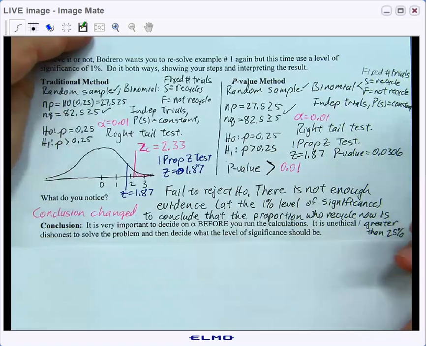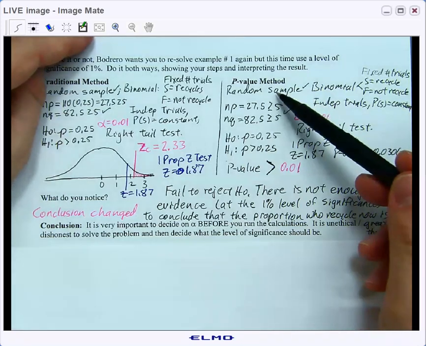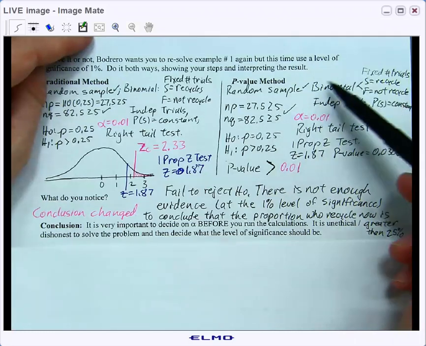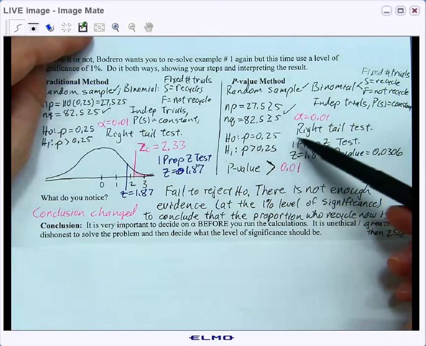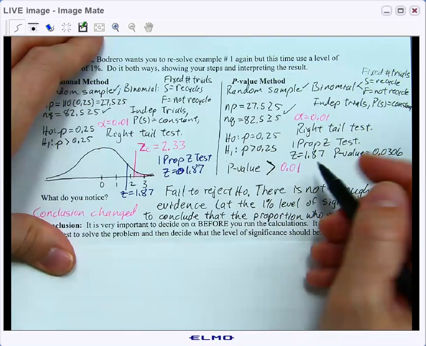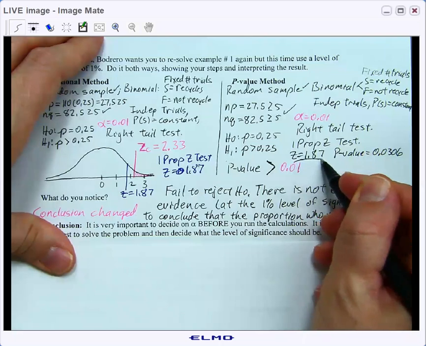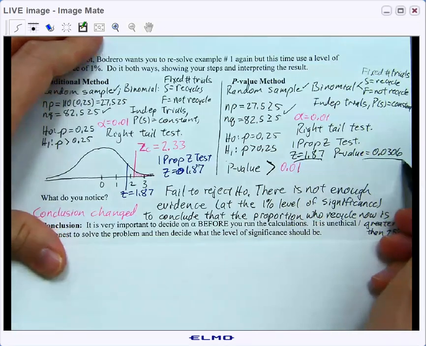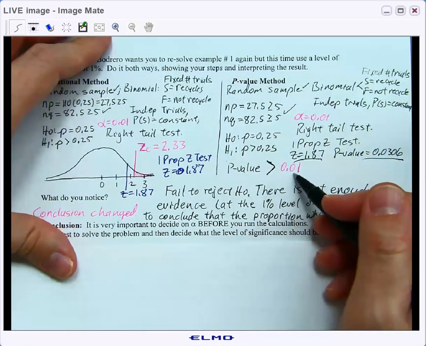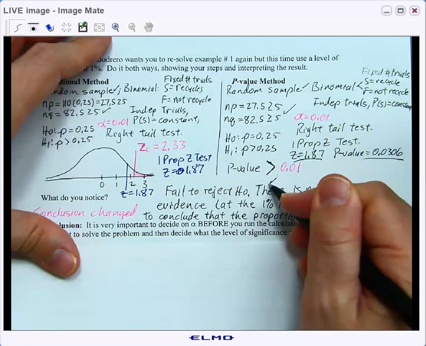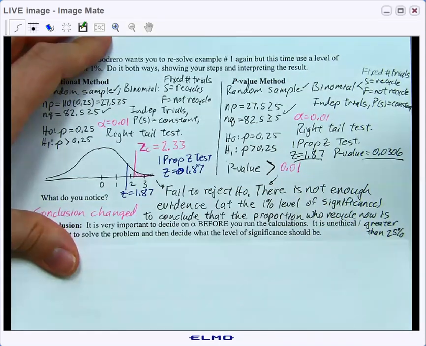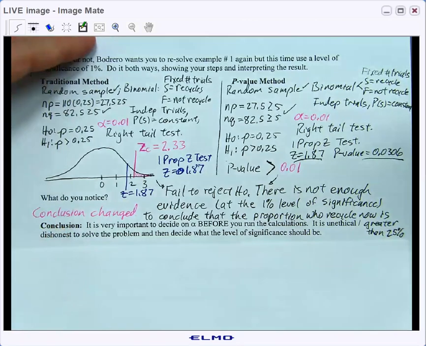What if we tried the p-value method? We would still do the same stuff, do the requirement checks, make sure that we're using the right tool on the right problem, set up our hypotheses, decide our test, and then we run the one prop z test. Doing that, we give the test statistic and the p-value. You need both of those, and then compare that p-value to your level of significance, and you will always get the same conclusion from both methods if you've done it correctly. So it's a way to check yourself.